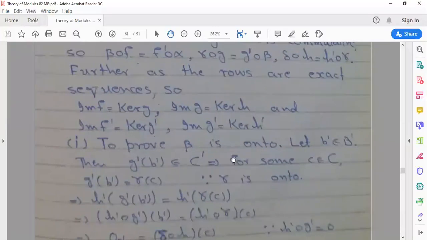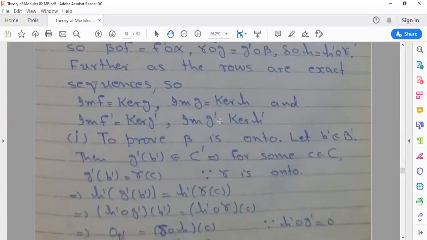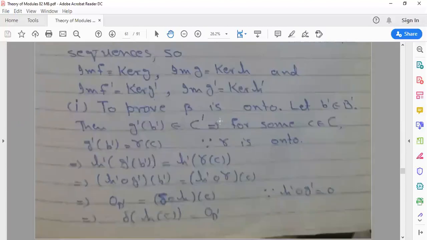To prove beta is onto, let B dash belong to B dash. This is basically similar to yesterday. We have already proved that, but here we have used three conditions. In the last theorem we used two conditions, like beta composition F is equal to F dash composition alpha, and gamma composition G is equal to G dash composition beta. We did not use this in yesterday's theorem, but here this is extra. Also one more condition is extra here. So by using these things we have proved that beta is onto.